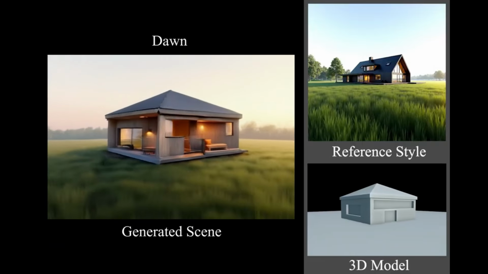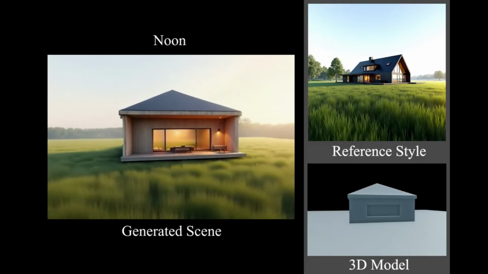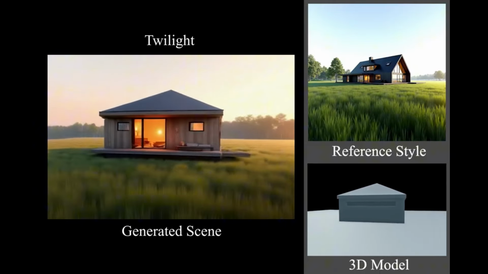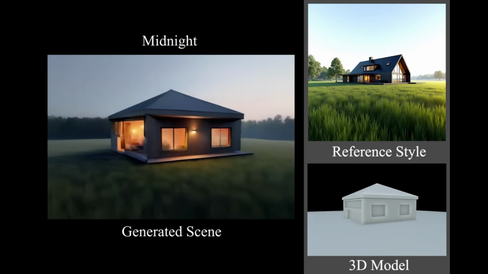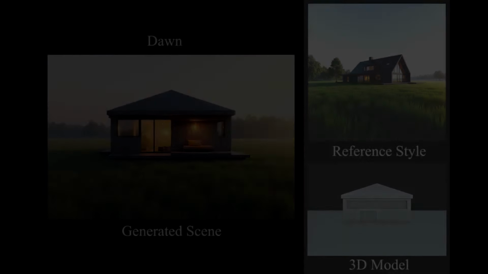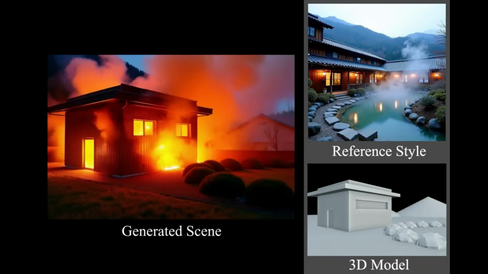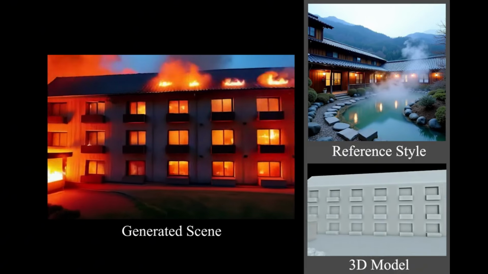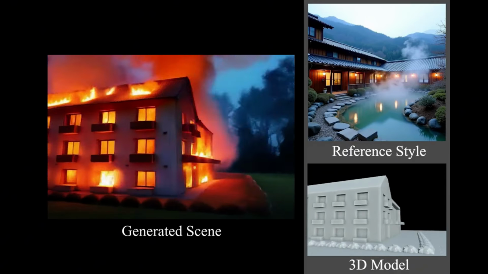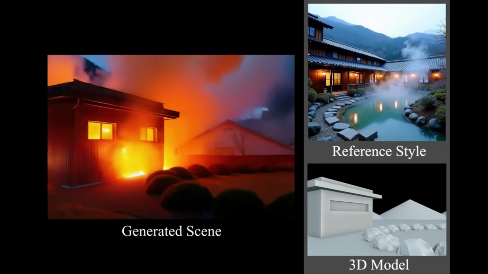And it can do time of day transitions, going from dawn to noon, twilight, and finally midnight. The lighting and mood change perfectly over time. But what if you want something more dramatic? They took the Japanese onsen scene and told the AI to set it on fire. And look at that! The building is completely engulfed in realistic flames and smoke.